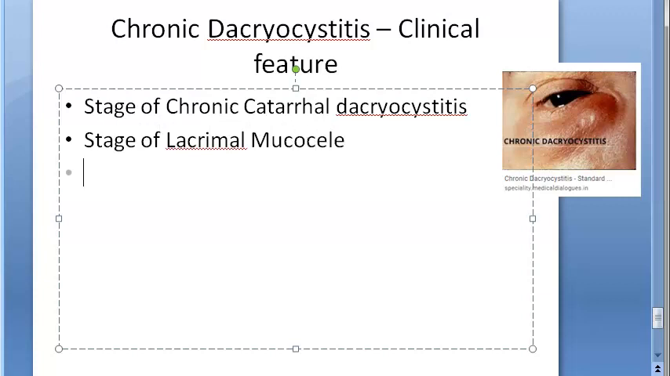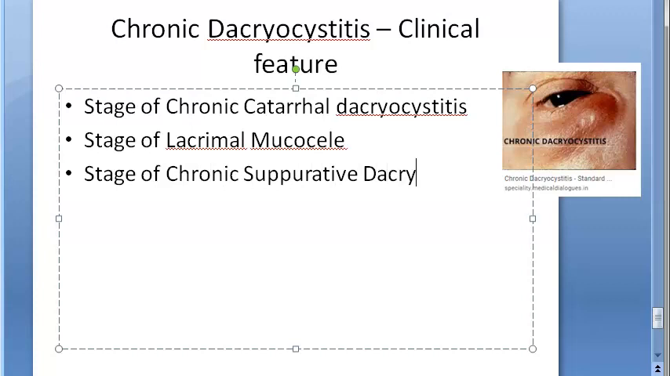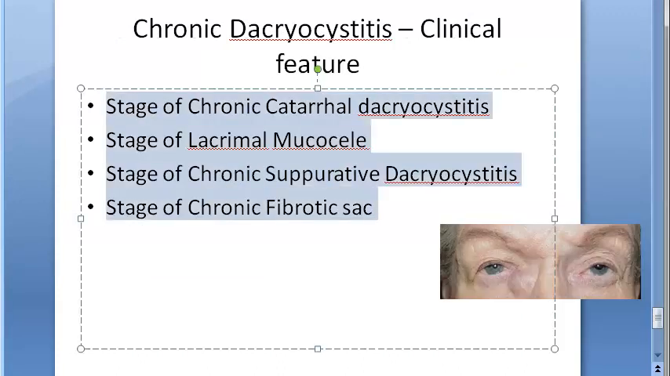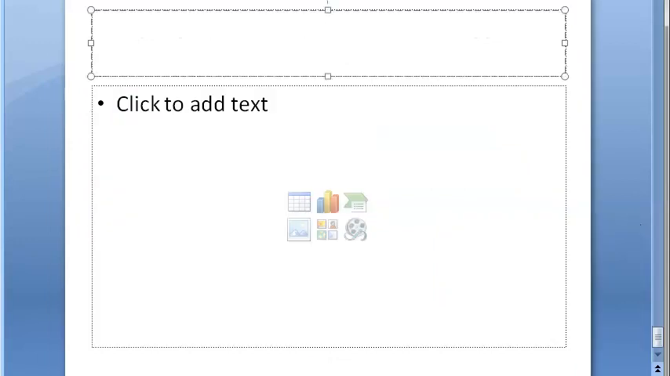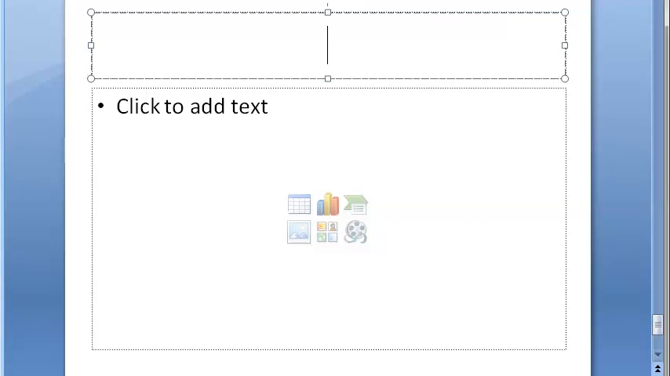Okay, that is the second stage. Now, the third stage is what? Stage of chronic suppurative dacryocystitis. Some pus here. Then, the stage of chronic fibrotic sac. So, guys, let us look at these four stages in detail. After this, let us cover the complications and treatment. Only complications and treatment will be left. So, let us look at these stages now.